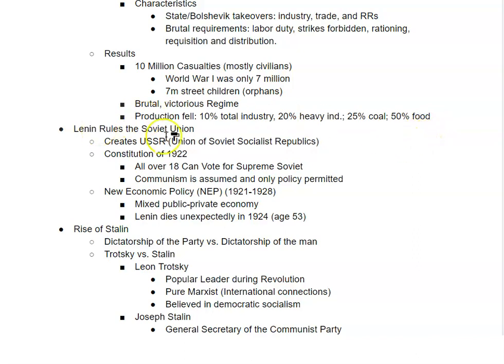Next time, we'll pick up with the ways that Lenin ruled over this new Soviet Union.